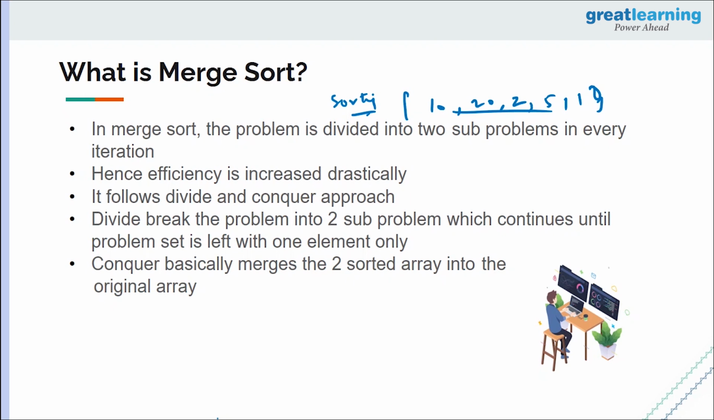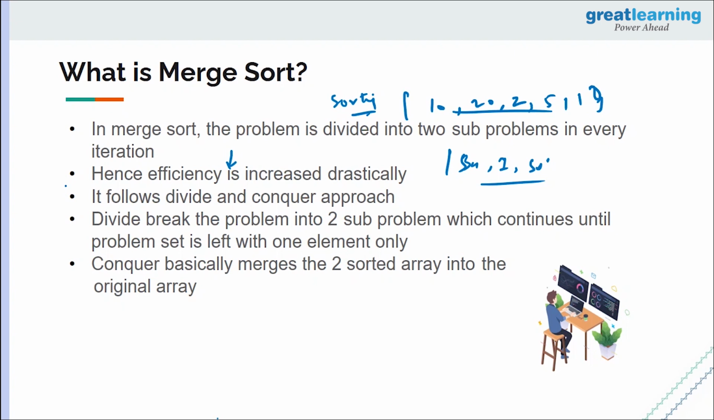Merge sort is a classical sorting algorithm. In this sorting, every time your problem is divided into sub problems so that your problem set is reduced, and then you focus on that sub problem. You keep on dividing the sub problems until there is only one element left, right? If you compare it with simpler sorting algorithms like bubble, insertion, selection, and quick sort, when you talk about its time complexity, this is very much efficient.